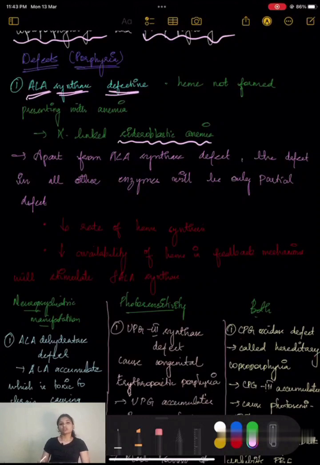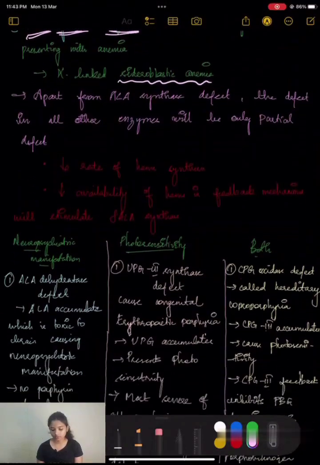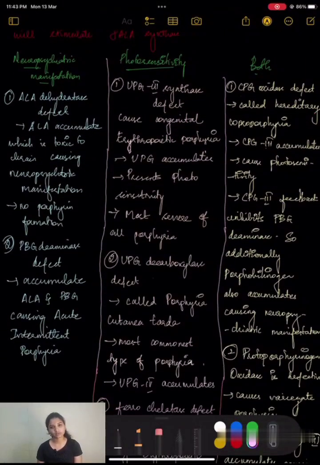Now, as I already told you, there are two types, neuropsychiatric manifestations and photosensitivity, and some porphyrias can exhibit both neuropsychiatric and photosensitivity manifestations. So let's first see the neuropsychiatric manifestations.